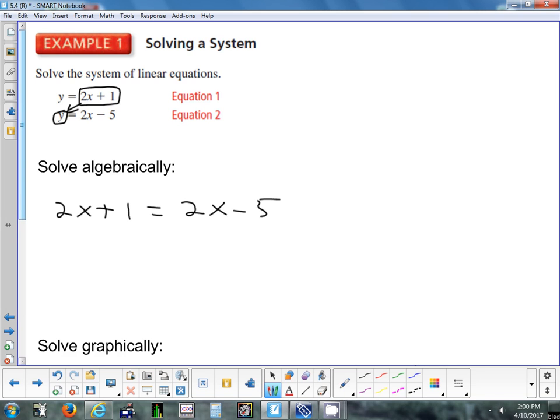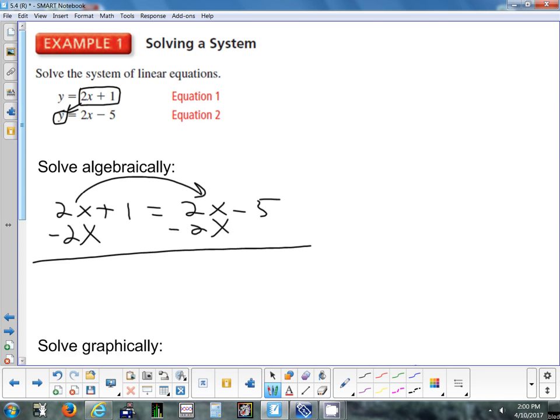Okay, next thing we want to do is get all our x's on the same side. So Kyle, do you want to take all the x's and move them to the right, or do you want to move them to the left? Right. To the right. So how would you move this x to the other side? What would you do? Minus 2x. And where else? Yep. Minus it from here.